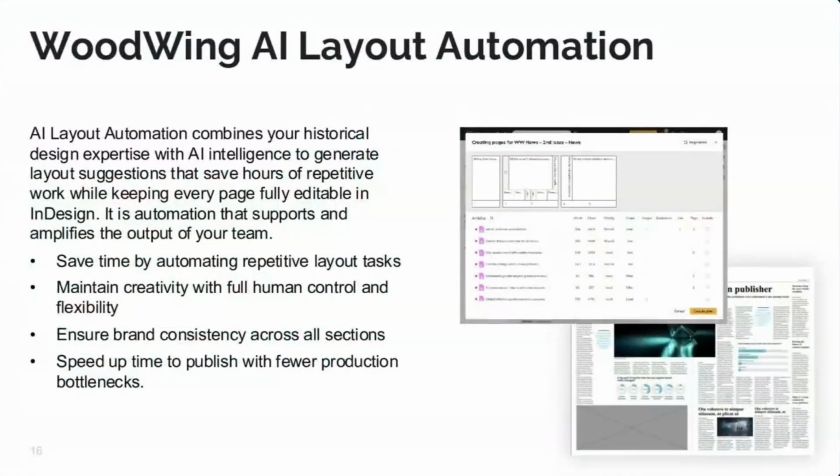Then let's move over to WoodWing Layout Automation. The layout automation combines your historical design expertise with AI intelligence to generate layout suggestions that save hours of repetitive work, while ensuring that the page is fully editable in InDesign, and that you can also mix and match so that you can combine layout automated workflows together with creative workflows in one issue. It ensures brand consistency and speeds up the publishing process.